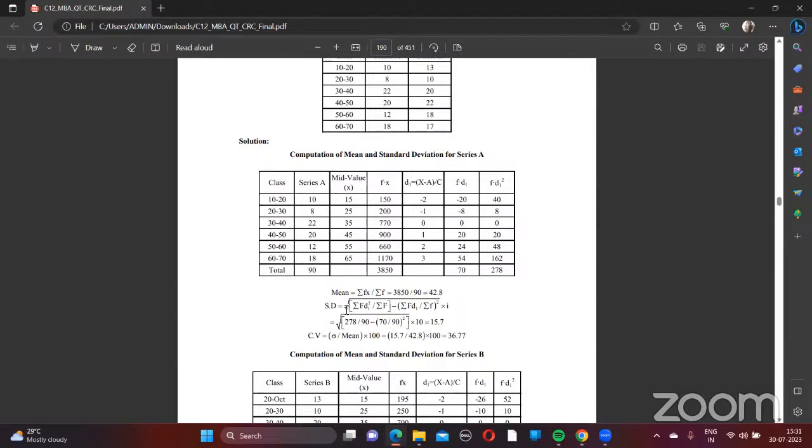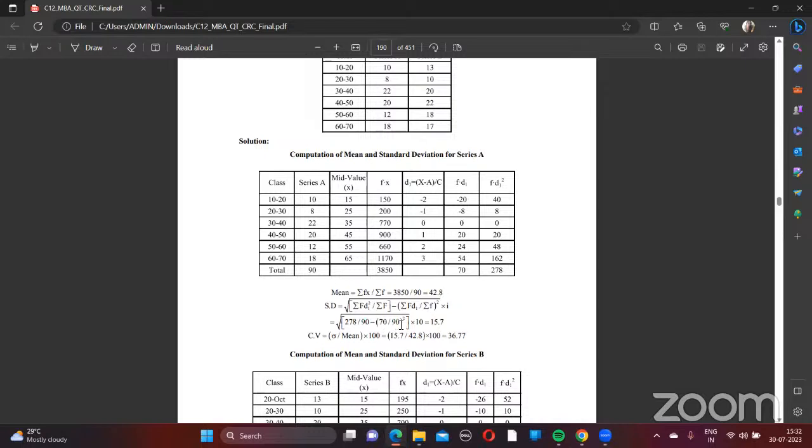The formula you can see: square root of sigma FD1 square by sigma F minus sigma FD1 by sigma F, whole square, into I. I is nothing but C here, the class interval difference, so the same 10 is to be assumed. Substituting these values, sigma FD1 square is 278 divided by F, which is 90, minus sigma FD1, which is 70 divided by 90, whole square.